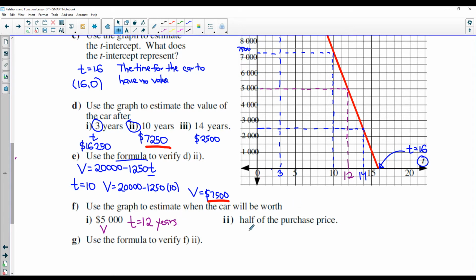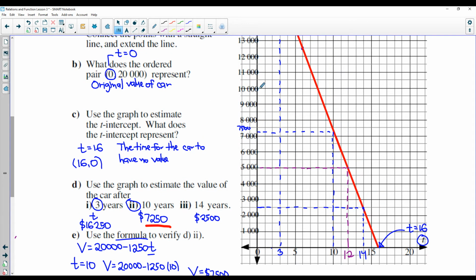Okay, when will the car only have half of its purchase price? Well, remember, the original purchase price is 20,000. So half of the purchase price would be V is equal to 20,000 divided by 2, which is 10,000. Okay, so let's go up to the graph at 10,000 and then go across. And it looks like the line hits at a grid line intersection. So then we just drop down here, and it's looking like it's hitting at 8.